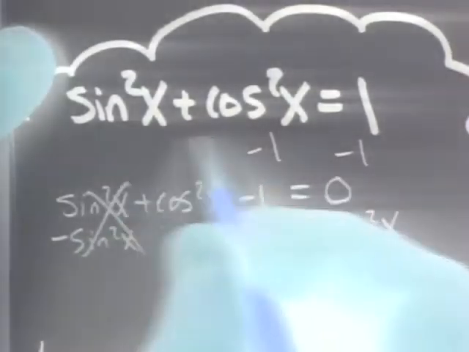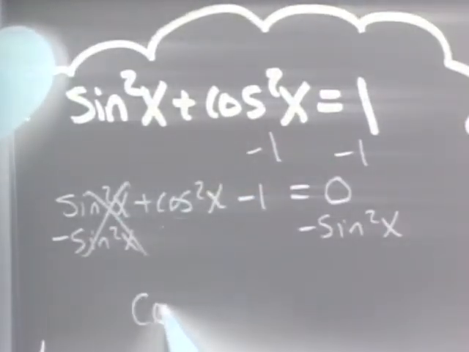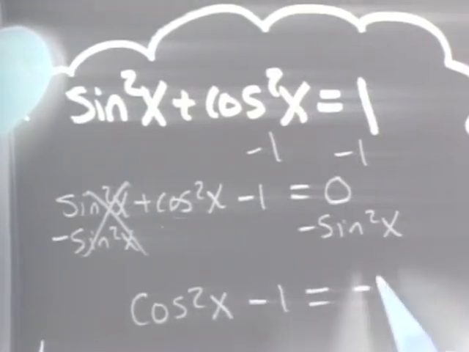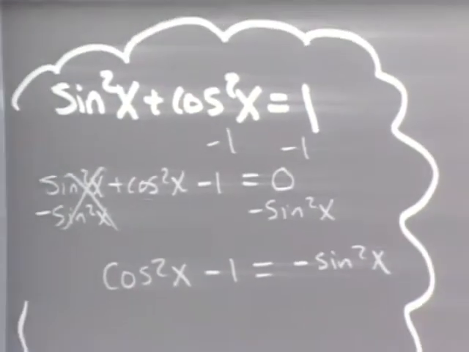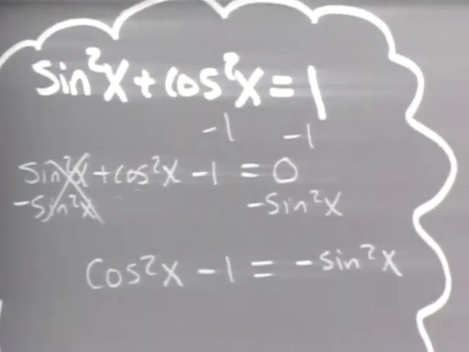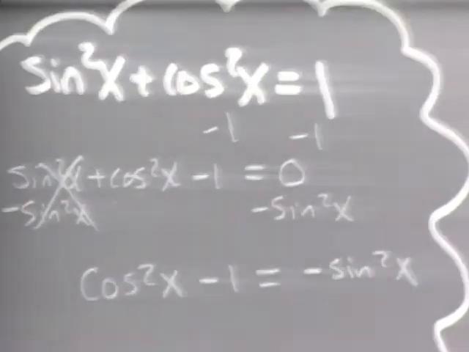And now that identity that I started with looks a little more like this. That's negative sine squared x. It's like I've created a new identity. I took that one really important one and I've created a new identity.